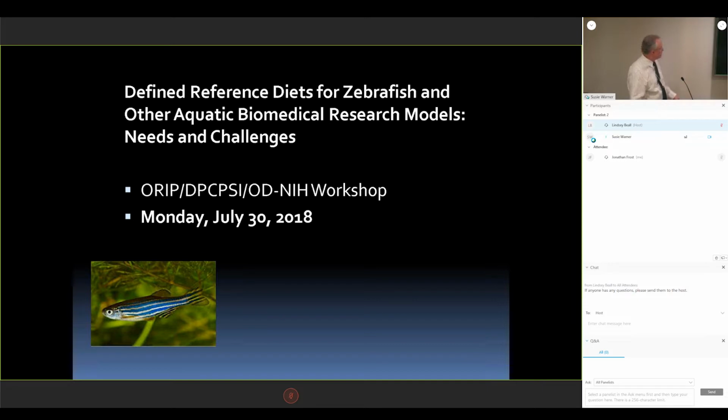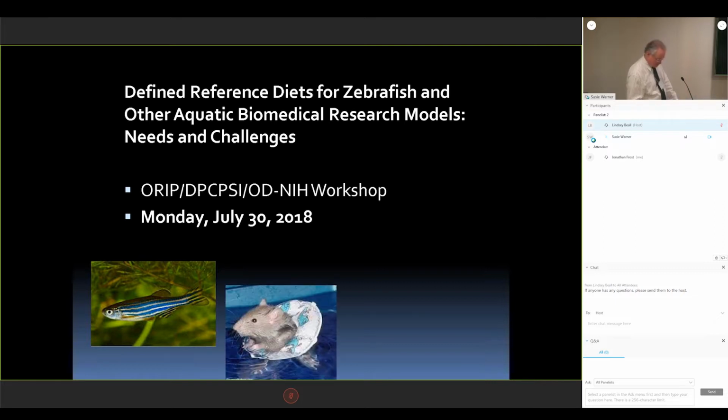In talking about other aquatic models, there are probably 25 other species out there that are used as models for biomedical research. Some of those are other fish, some of those are other invertebrates, but have been used in the role of research. And we hope to come up with some plans that we can help develop diets for other models as well. I had put on here some of these other aquatic models.